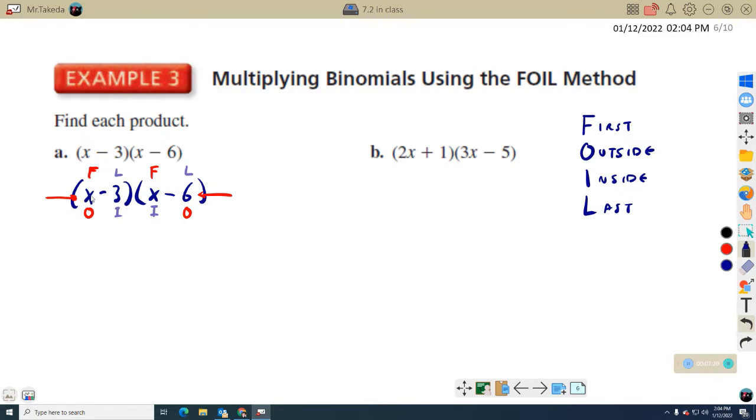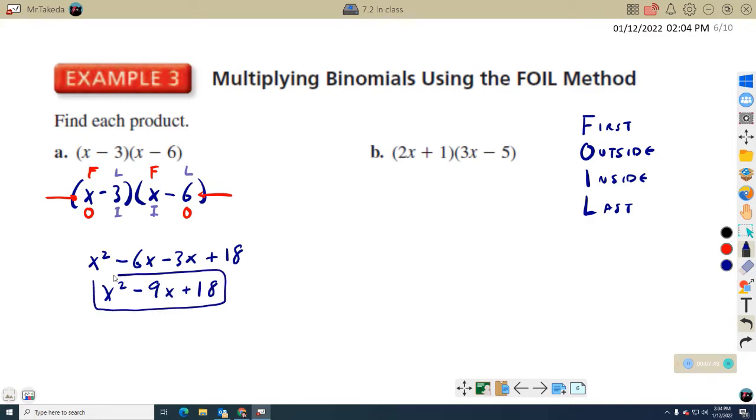So if I multiply first, I get those two. X and x is x squared. Outside would be the x and the negative 6, so negative 6x. Inside, the negative 3 and the x, negative 3x. Last would be negative 3 times negative 6, positive 18. So x squared minus 9x plus 18.